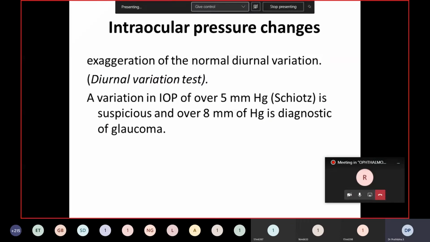So I told you intraocular pressure is a very important thing we have to measure. Normal diurnal variation will be there otherwise also in a normal person. But in glaucoma, if the variation is more than 5 millimeters of mercury using the Schiotz, then we call it suspicious. Variation means we'll see morning and afternoon or evening variations. If it is over 5 millimeters of mercury, then we call it suspicious, and if the variation is more than 8 millimeters of mercury, then it is diagnostic of glaucoma.